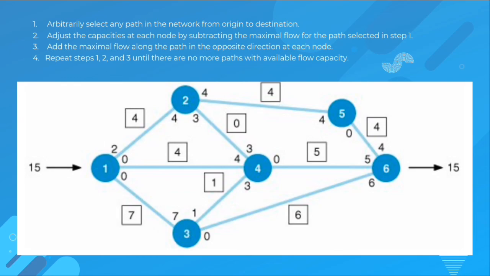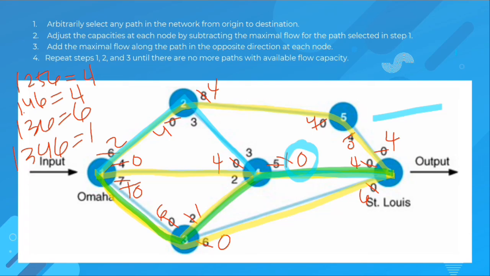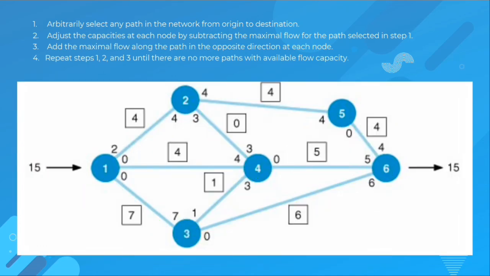Para natin nakuha yung 15, balikan natin yung ninote natin. Flow from path 1256, meron tayong 4. Sa path 146, may 4. Path 136, may 6. Path 1346, may 1. So, 4 plus 4, 8 plus 6, 14 plus 1, 15. So, 15 ang maximum flow natin from Omaha to St. Louis.